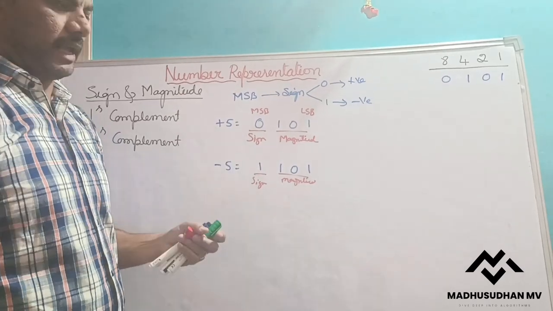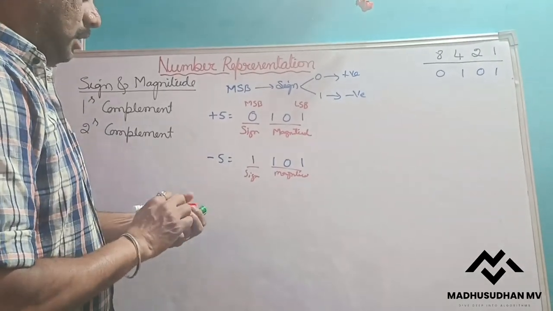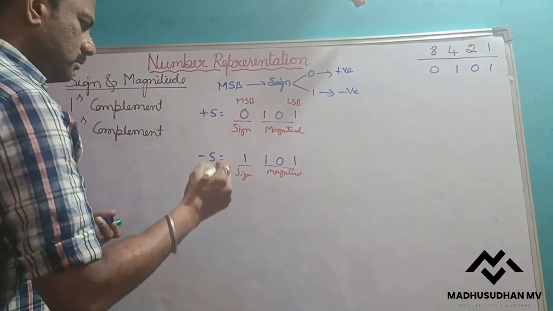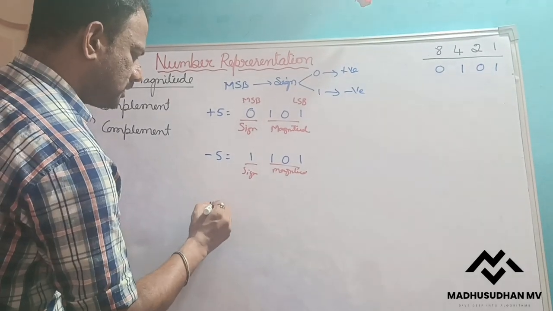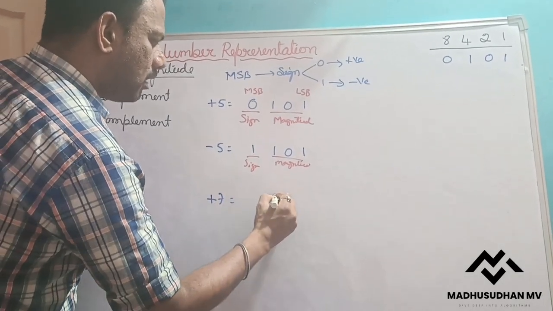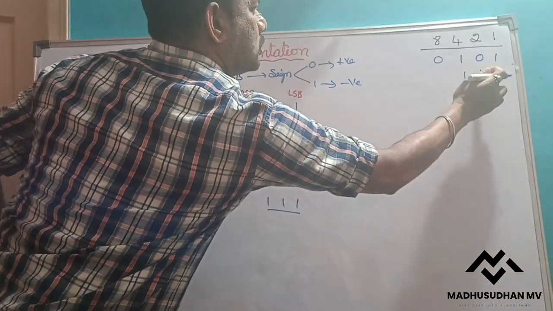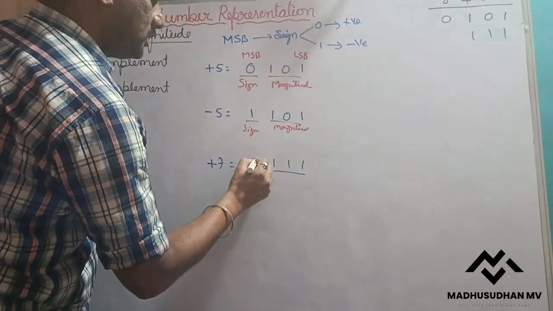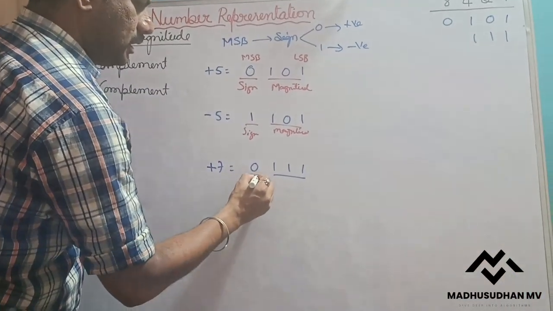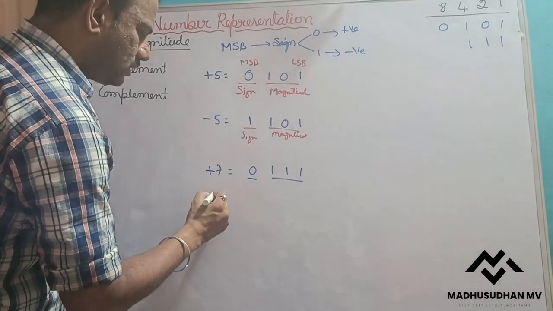Okay, let's take one more example. Plus 7. Plus 7, what? All I need are 1, 1, 1. 4 plus 2 plus 1 is 7. The sign bit is 0. This is the sign bit and this is the magnitude. Same, minus 7, what?